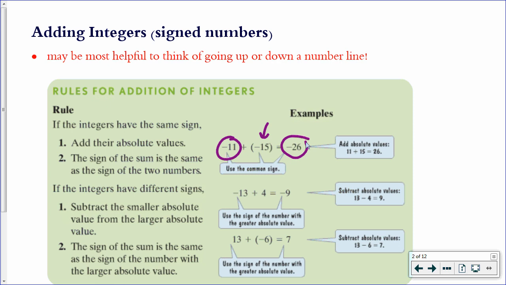Here, if you have a negative 13, you're starting at negative 13 on the number line. Adding 4 means to go up 4 units, so you've ended at negative 9. If you're starting at 13 and you're adding a negative 6, it means you're going negative 6 or down 6, so you're going to end at positive 7. So think about it as movement on the number line.